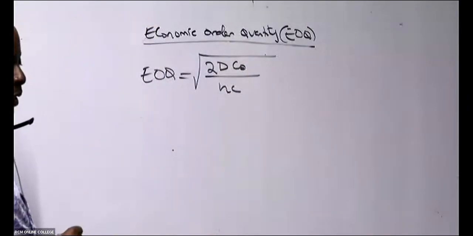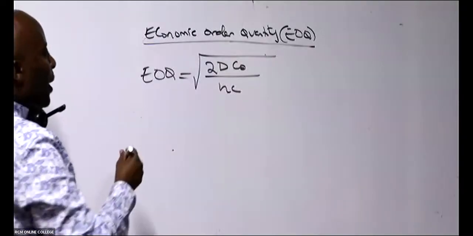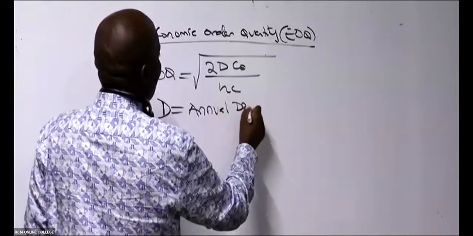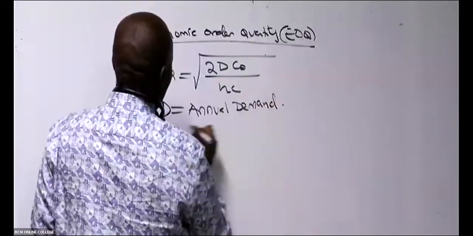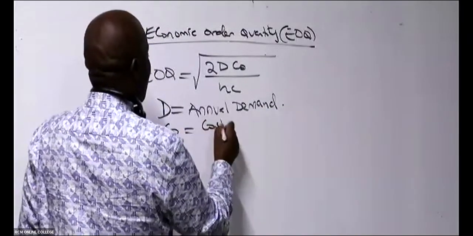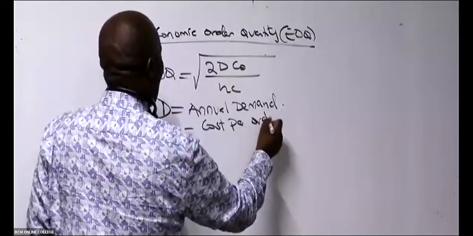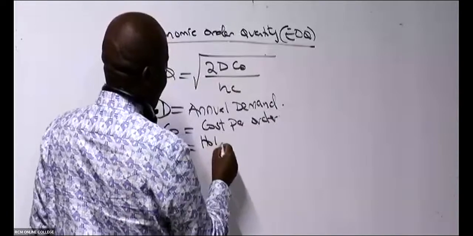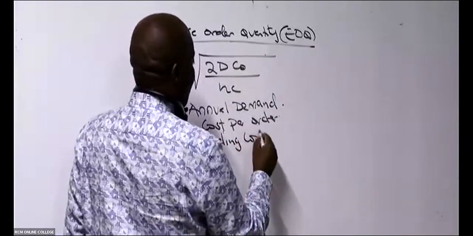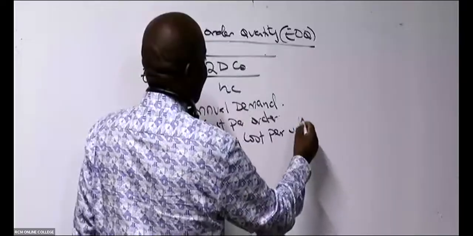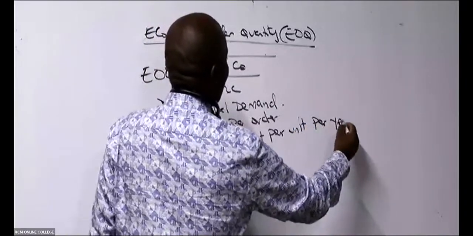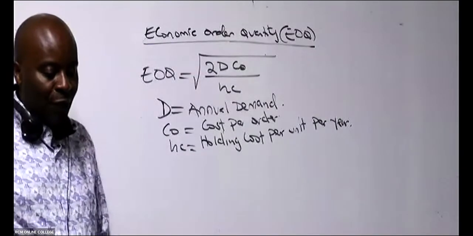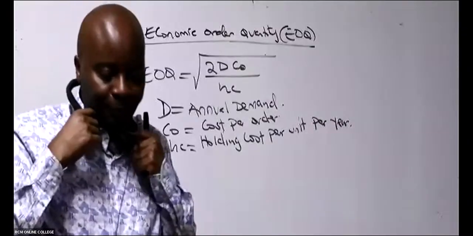So please write like that first. So D is the annual demand. CO is cost per order. Then we have the HC is a holding cost per unit per year. Once you finish writing that, can you say Y for yes?